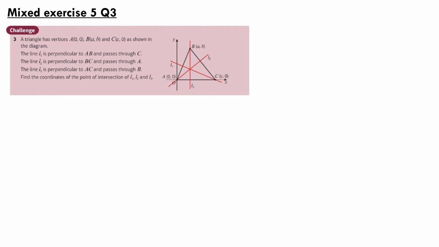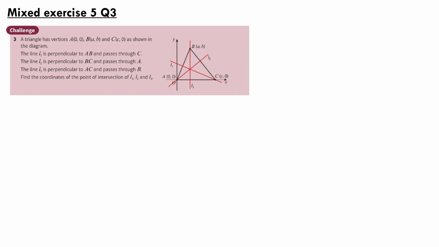Okay, and finally, our last question, question 3. A triangle has vertices A(0, 0), B(a, b), and C(c, 0) as shown in the diagram. Line L1 is perpendicular to AB and passes through C, line L2 is perpendicular to BC and passes through A, and the line L3 is perpendicular to AC and passes through B. Find the coordinates of the point of intersection of L1, L2 and L3.